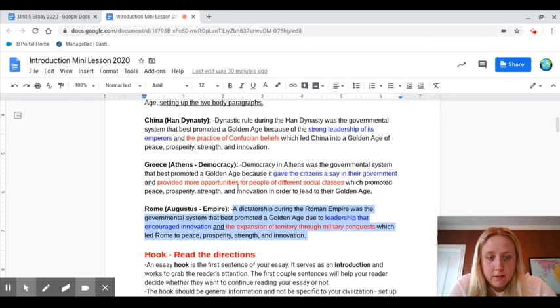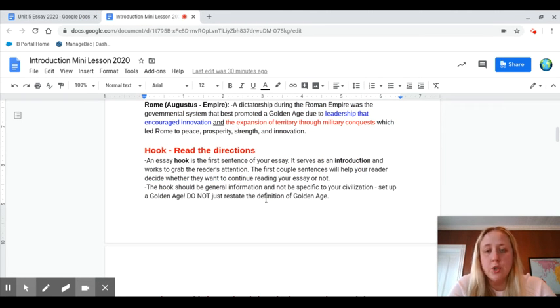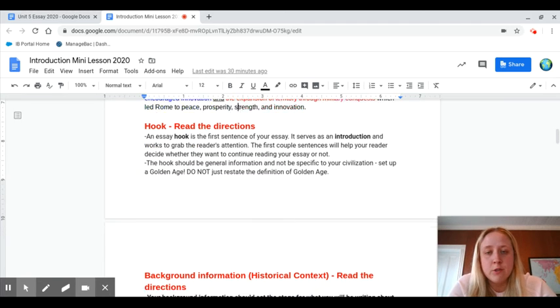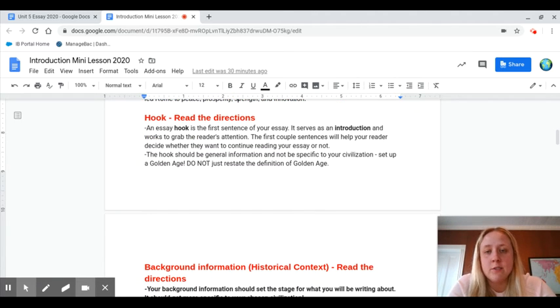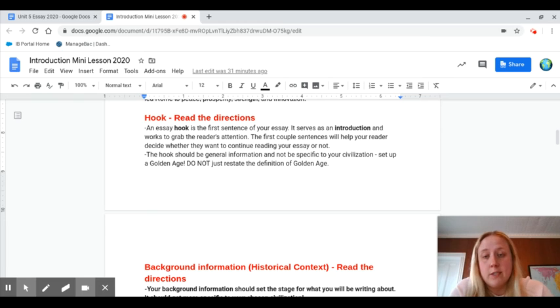So continuing with the mini lesson, your hook. An essay hook is the first sentence of your essay. It serves as an introduction and works to grab the reader's attention. The first couple sentences will help your reader decide whether they want to continue reading your essay or not, right? So you do want this to be interesting, right? Something that brings people in. The hook should be general information and not be too specific to your civilization. So set up a golden age, but don't just restate the definition, right? We don't just want like a golden age is a time of peace, prosperity, strength, and innovation. A little bit more than that.